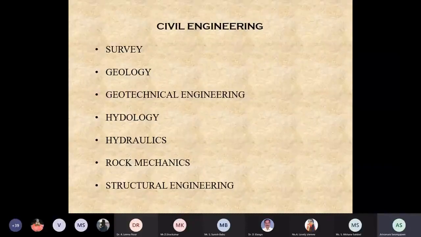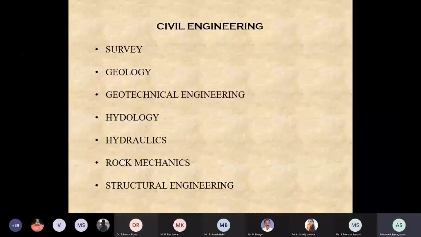So in hydropower we will look after all these things. We will have all these kinds of departments. So all the people who complete civil engineering have an opportunity in hydropower. And now we will concentrate mostly on civil.